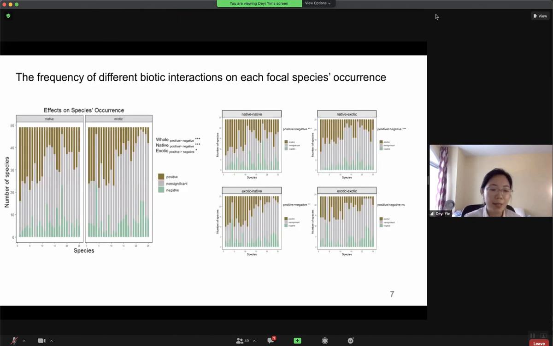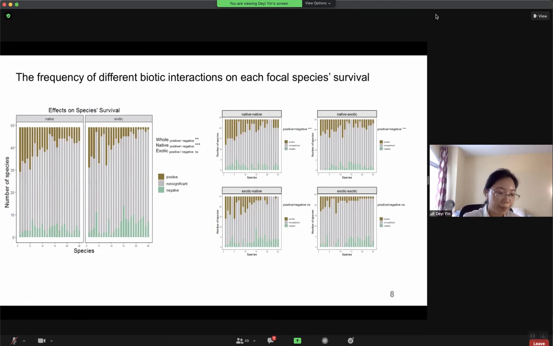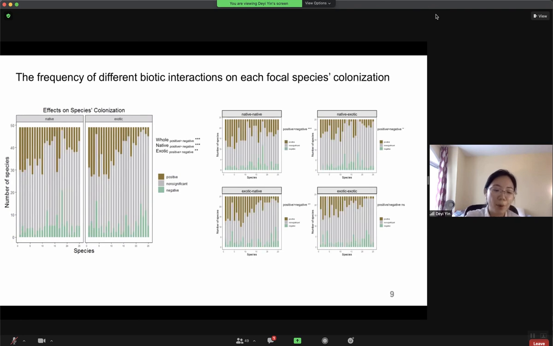And here are the frequencies of negative, neutral, and positive interactions on each focal species occurrence. For these 50 selected species, we found that the frequencies of the positive interactions of all focal species are significantly higher than the frequencies of negative interactions. We then divided the results into 4 different types based on species origin of the interacting species pairs. And the frequencies of positive interactions are also higher than that of the negative interactions across different types of species pairs. And a similar trend was also found in species survival and colonization, where the frequencies of positive interactions are also higher than the frequencies of negative interactions.